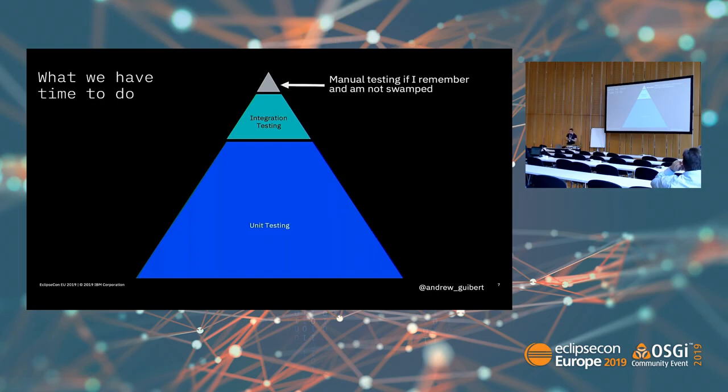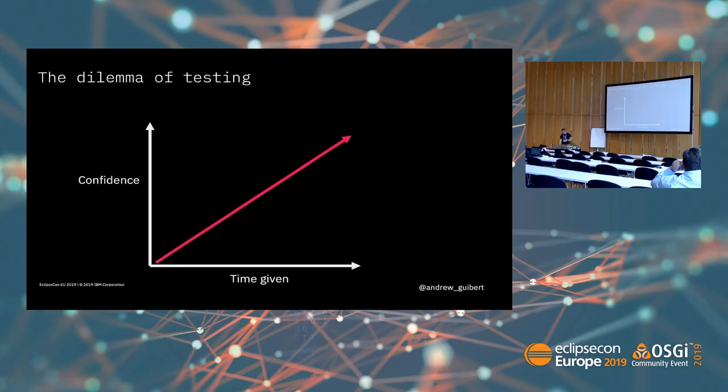So I want to look at why that is. I drew a little graph here. On the bottom, we have the amount of time we're given and the amount of confidence we have in our testing. I think it's a pretty safe assumption to say that the more time we're given to work on something, the more time we have to write tests, the more confidence we have that it works properly.